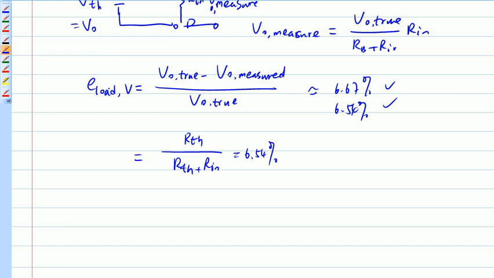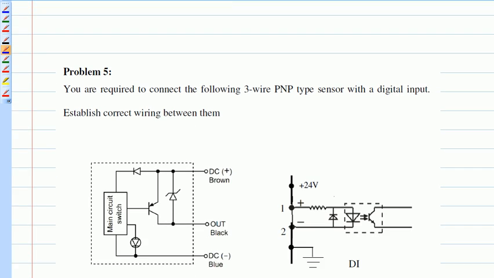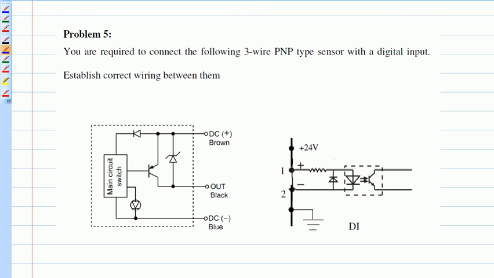Number 5 question is an instrumentation type of question. You're given a sensor and a digital input port, and you're supposed to connect the two together. We say this is a PNP type of sensor, which is what we call a sourcing sensor. So how do I connect this sourcing sensor with the digital input port? Why is it called sourcing, first of all?